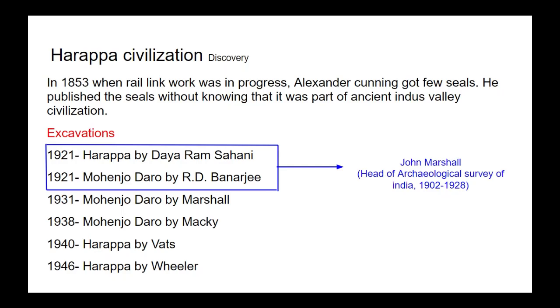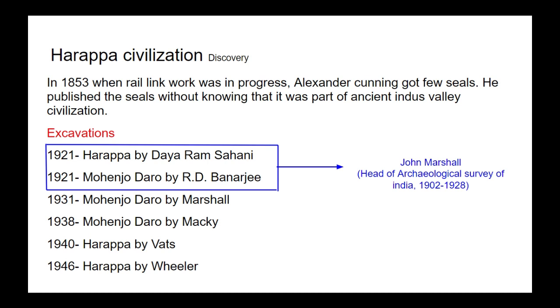Now the question is how the Harappan civilization got discovered. In 1853, when rail link work was in progress, Alexander Cunningham got a few seals. He published the seals without knowing that they were part of ancient Indus Valley civilization. He thought they were seals from a very old time, but he was not aware that those seals belonged to a civilization that was known as Indus Valley civilization.